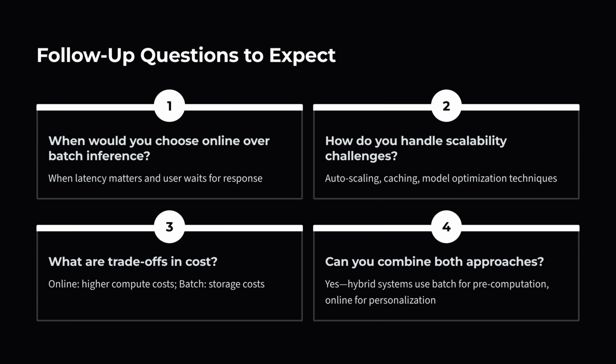If they ask how you design one, say, batch pre-computes reusable features. Online serves user-specific predictions. Once you understand these patterns, the follow-up questions start to feel predictable.